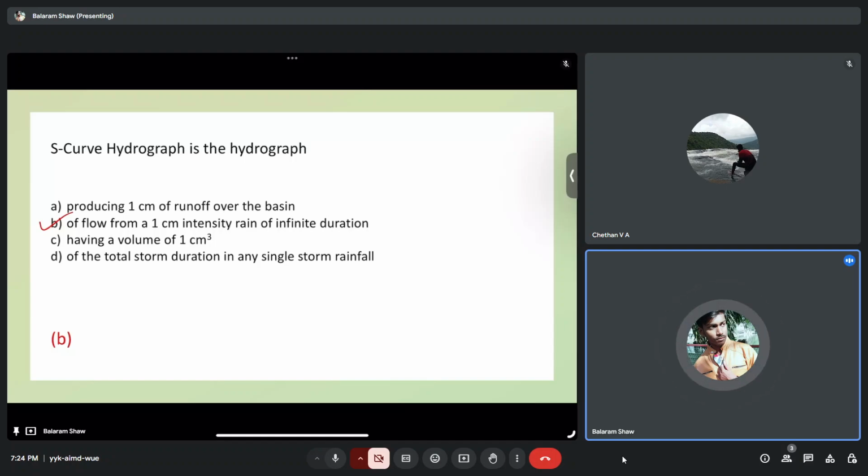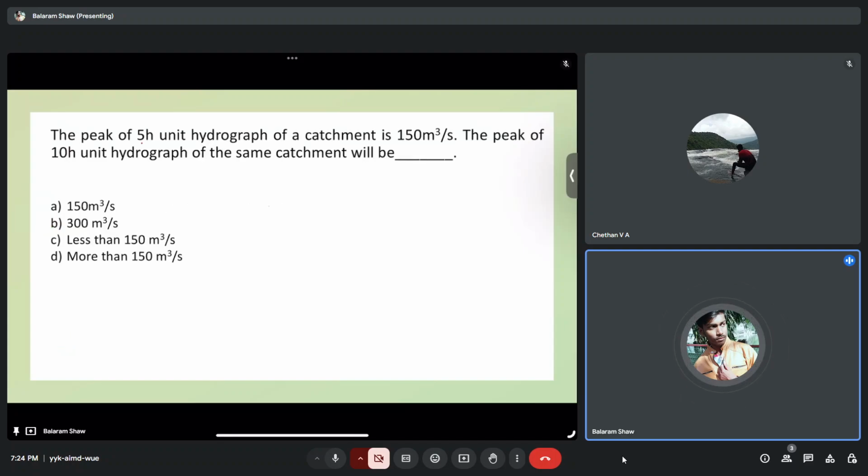So if you have seen the lectures properly, or if you have observed the problems that you solved during the lectures, you can answer this question. See what you have. You have a 5-hour unit hydrograph, and the peak Qp you are getting is 150 meter cube per second. Now I am asking for a 10-hour unit hydrograph and what will be the peak for it.